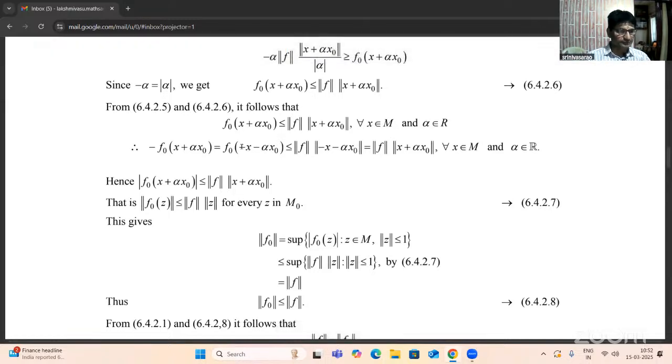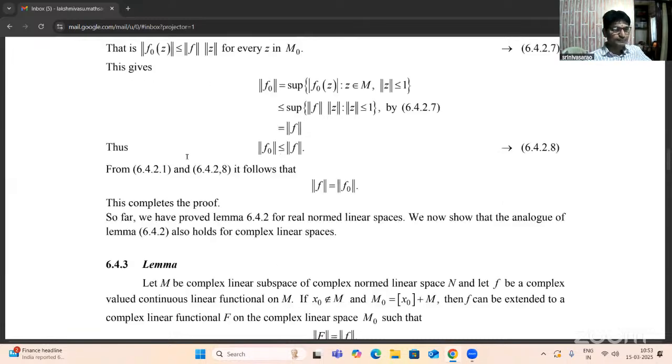Just you have to see here. Step by step, I must explain here. Minus f naught of x plus alpha x naught equals f naught of minus x minus alpha x naught. Students, listen carefully. So this value is less than or equal to norm f into norm of minus x minus alpha x naught. The negative inside the norm becomes the modulus, so that value is positive. So norm f into norm of x plus alpha x naught.